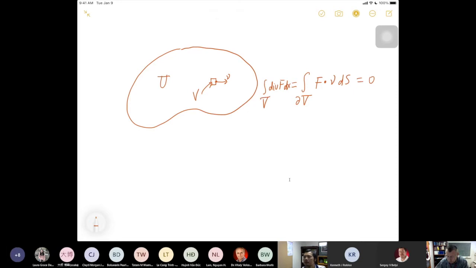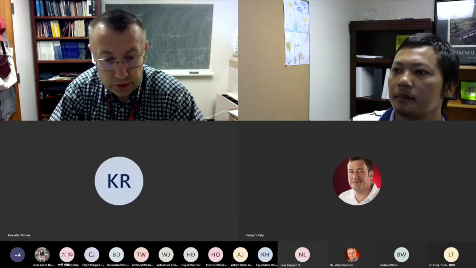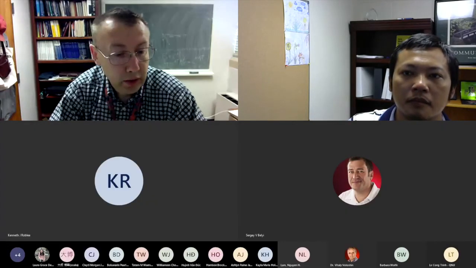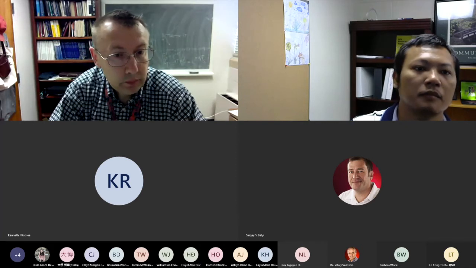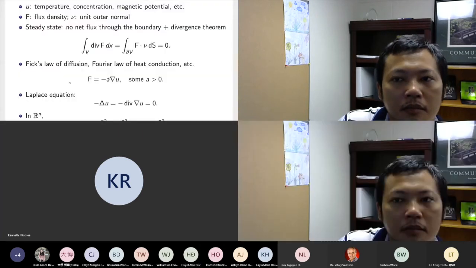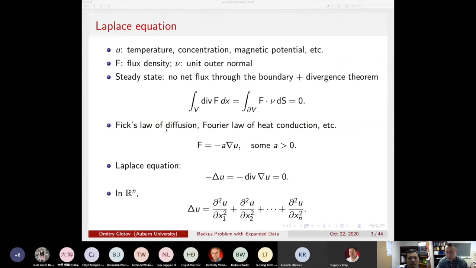So what I have here is that for any reference domain V, the integral of the divergence is zero. So that allows me to say that the divergence of F is zero anywhere inside of this domain. And I switch back to the slides. I have this equation that I just wrote down. So basically, this is the conservation law that we can call this.